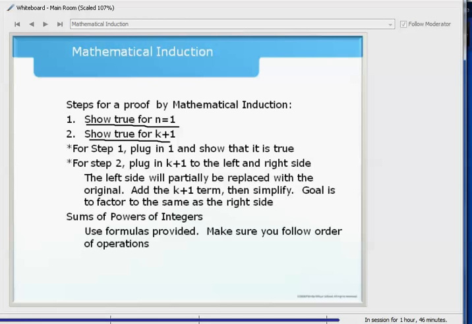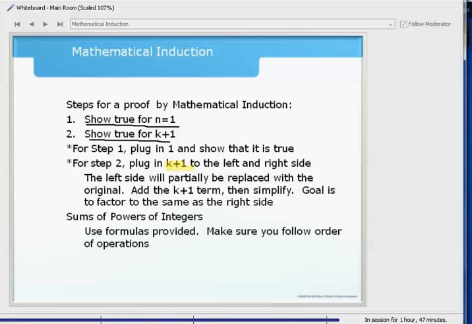I've outlined what you're going to do on each of the steps here. For the first step, you're going to plug in 1 and show that it's true. On the second step, you're going to plug in k plus 1 to the left side. So that means we're going to add the k plus 1 term on the left side. On the right side, we're going to replace k with k plus 1. So the left side will be partially replaced with the original term, and then we're going to add the k plus 1 term in there. And on the right-hand side, we're just replacing k with k plus 1. And then we're going to factor and show that they're the same on both sides.